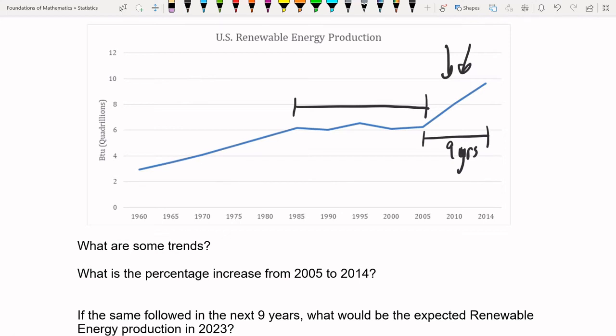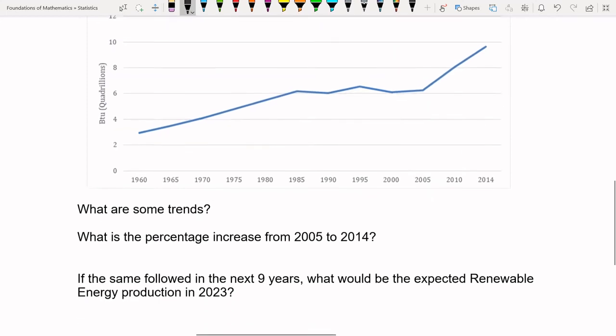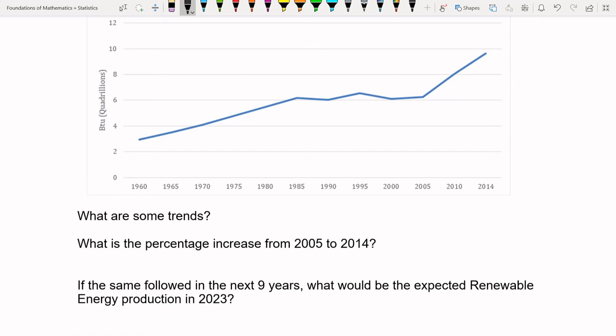Okay, let me clean it up now. And let's look at some questions. What is the percentage increase from 2005 to 2014? So the percentage increase is this percentage here. It's kind of like the last problem we did for the bar graph. Very similar. So from 2005, we're looking at this point right here. And it's hard to see, but it looks to be about 6.25 maybe, something like that.